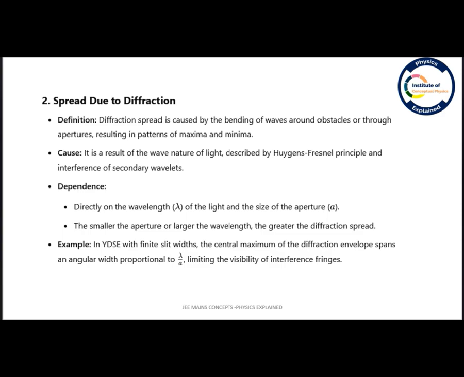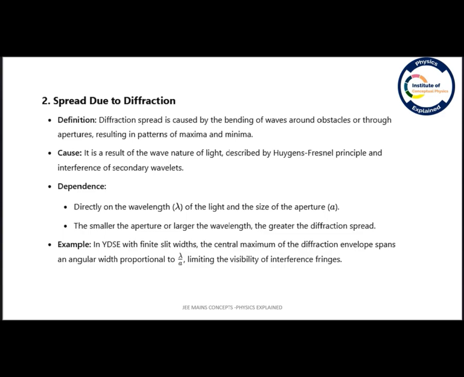The central maxima, the central width, on one side is lambda by A, right? If you double this, where A is the width of the aperture through which the diffraction happens, the total width of the diffraction pattern is 2 lambda by A.